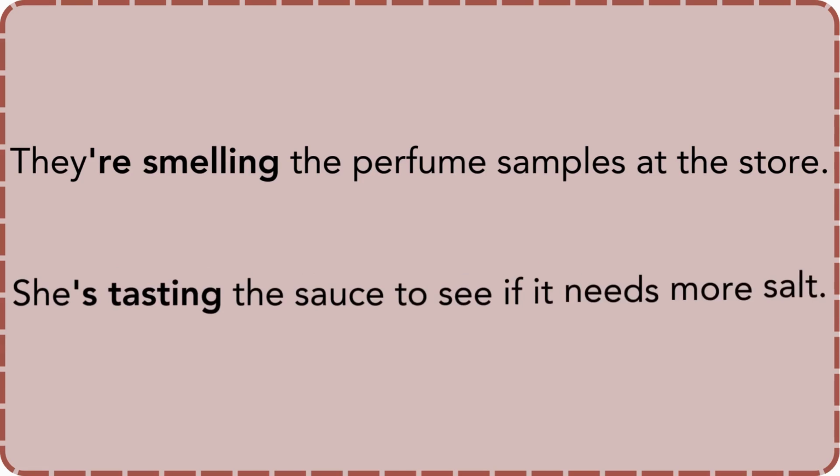And see this example. She's tasting the sauce to see if it needs more salt. This indicates a current action of sampling the sauce to determine if it requires additional salt. In all these examples, the verbs smell and taste are used in a progressive sense, indicating an ongoing or deliberate action of using these senses to explore or evaluate something.